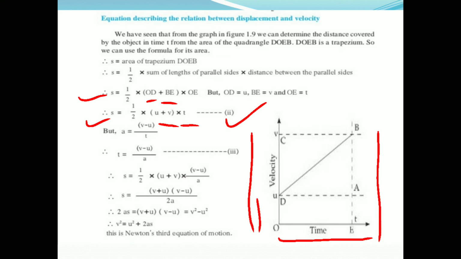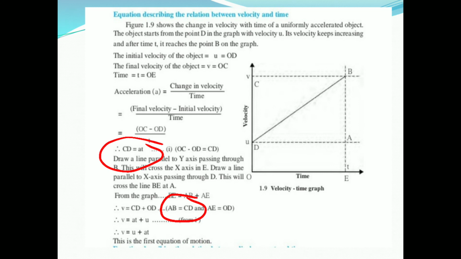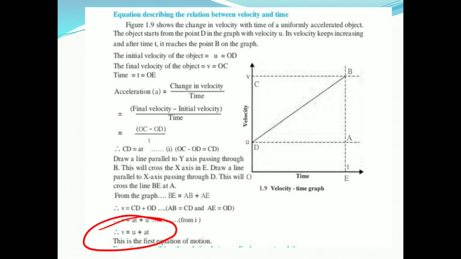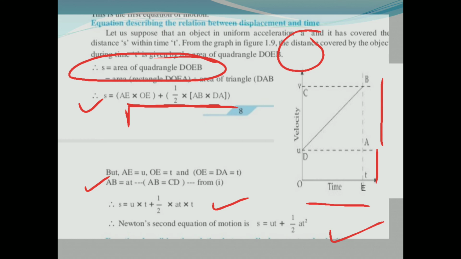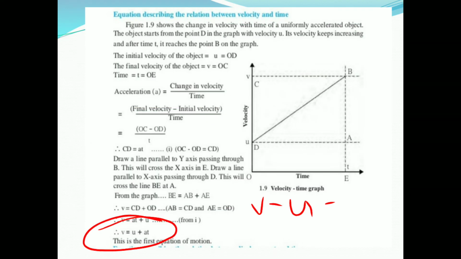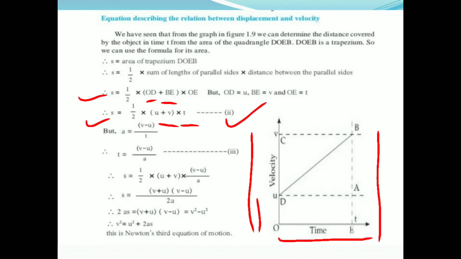But by using the first equation, which is this one, V is equal to U plus AT. Let us take U on the left hand side. We can write V minus U is equal to AT. Now if we take A on the other side, we can write V minus U upon A is equal to T. Now T is equal to V minus U upon A.